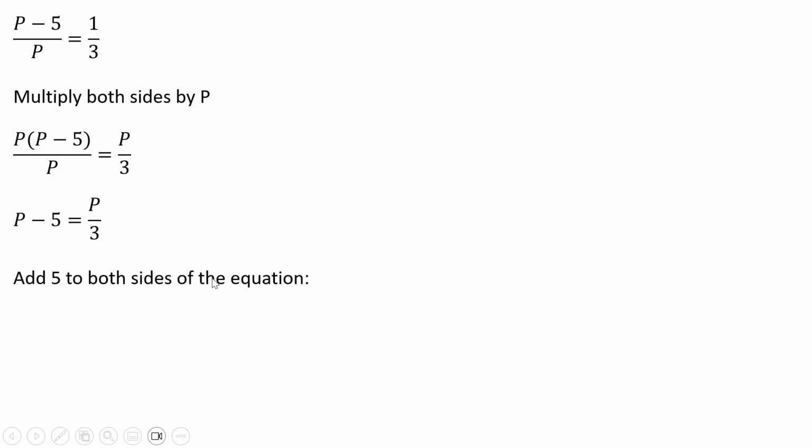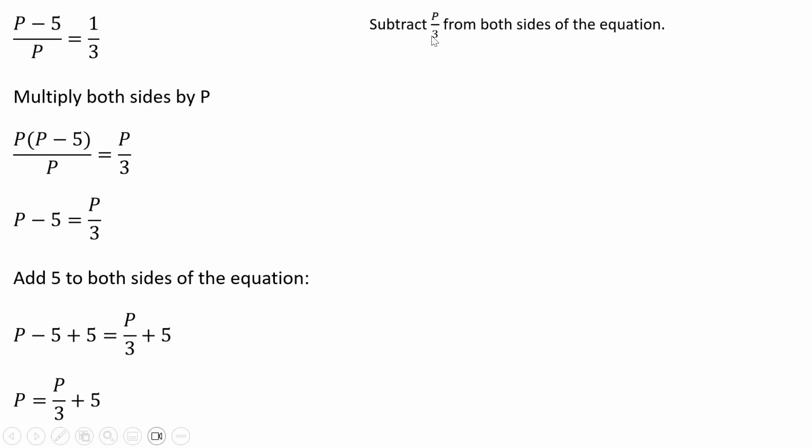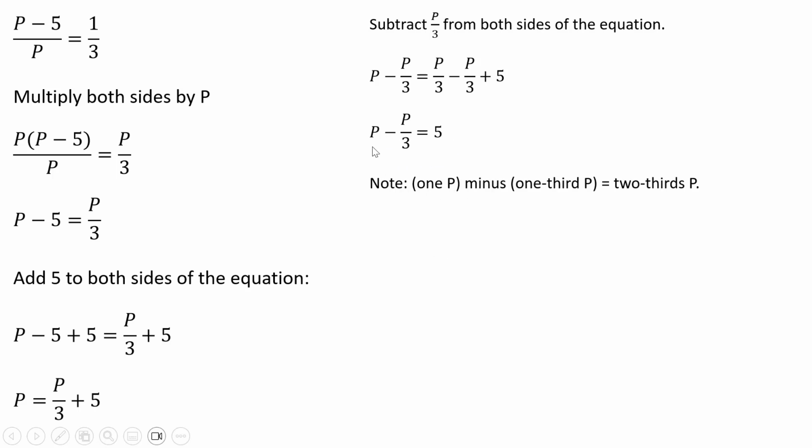Next step, I'm going to add 5 to both sides of the equation. Minus 5 plus 5 cancels. We now have this result. Next step, I'm going to subtract P divided by 3 from both sides. On the right-hand side, P divided by 3 minus P divided by 3 cancels. Note that 1P minus 1/3 P equals 2/3 P. So our left-hand side simplifies to 2/3 P equals 5.